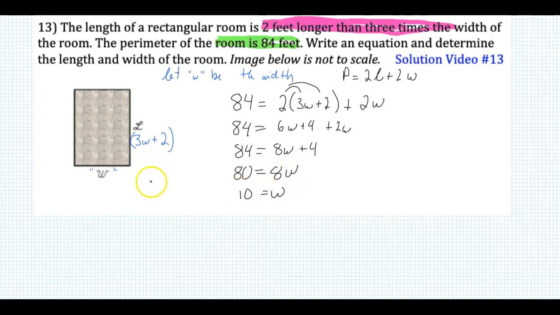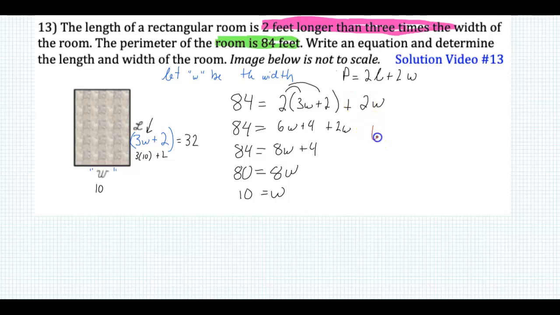So my width is 10. If that's 10, I can substitute here. 3 times 10 is 30 plus 2, so this is 32. 32 feet. Okay. But did we answer the question? We needed to determine the length and the width. Okay, these are the dimensions of the floor. Well, let's go ahead and answer that question.